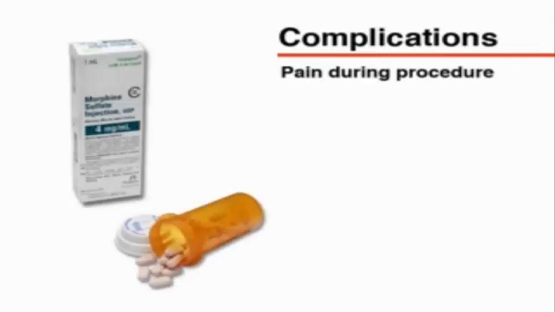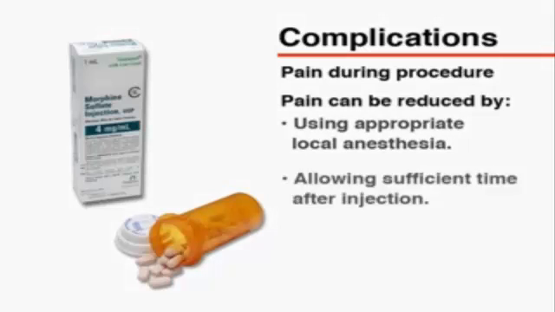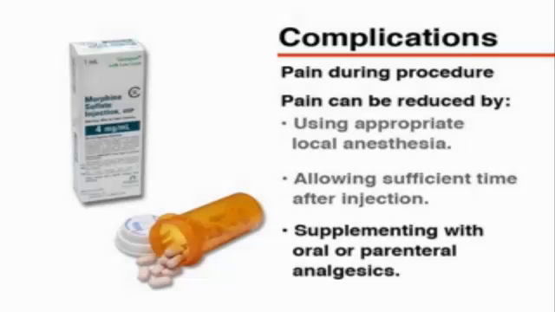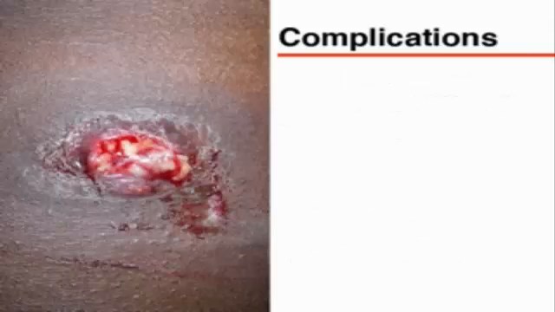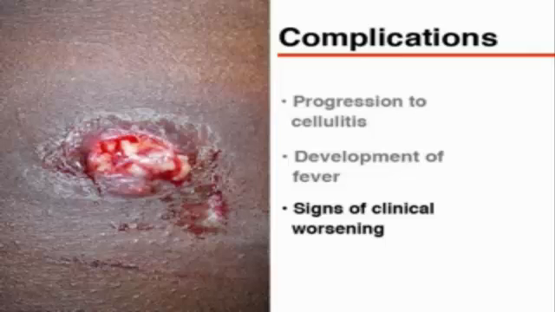The acidic environment of infected tissue leads to difficulties with adequate anesthesia provided by local anesthetic agents. Using appropriate amounts of anesthetic, allowing sufficient time after injection, or supplementing with oral and parenteral agents can increase patient comfort. Finally, additional complications to watch for include the progression to surrounding cellulitis, development of a fever, or other signs of clinical worsening. These may prompt consideration for repeat incision and drainage of an abscess or the need for antibiotic therapy. Most abscesses will respond well to simple incision and drainage and will not require treatment beyond packing changes and local wound care practices.